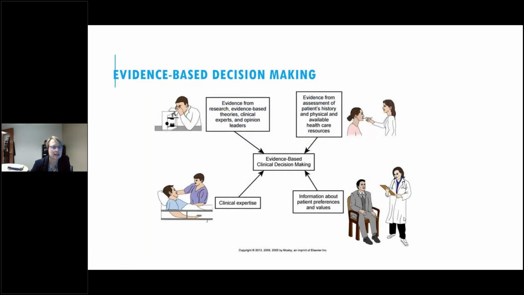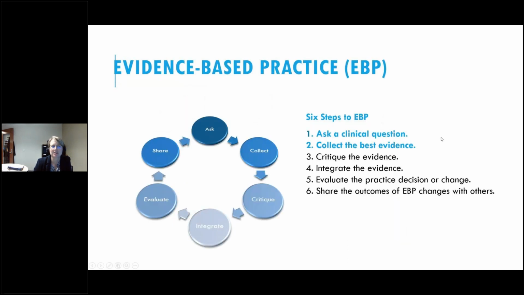So what is evidence-based decision making? It is basically taking a number of factors into account when you make a decision. One of which is research, which is what we're going to focus on in this video. Another is evidence from assessment of the patient. Another is the clinician's personal expertise. And the third is the preferences and values of the patient. So all of those feed into decision making. And again, what I'm focusing on today is the evidence from the research and how to get that.